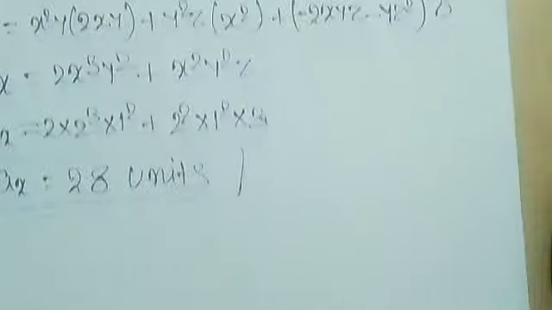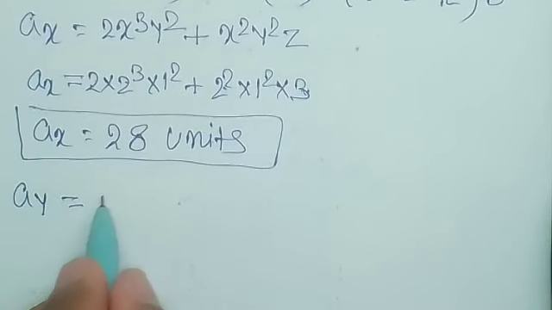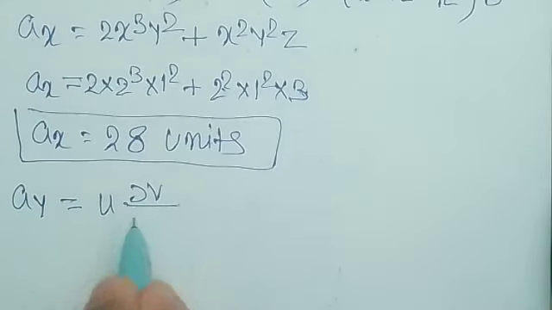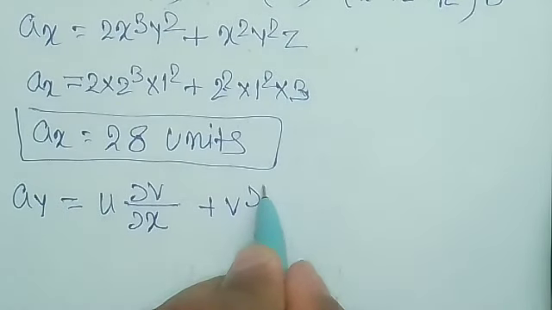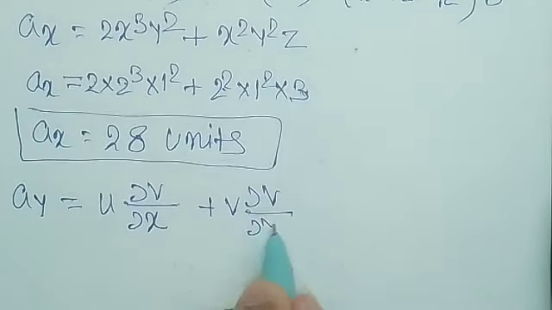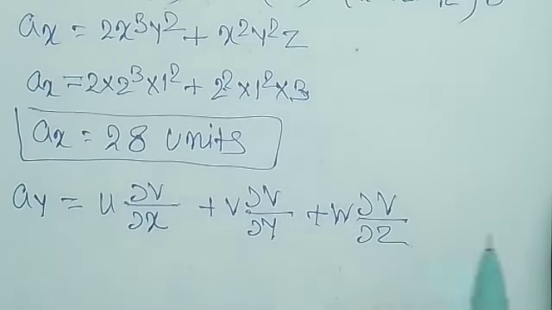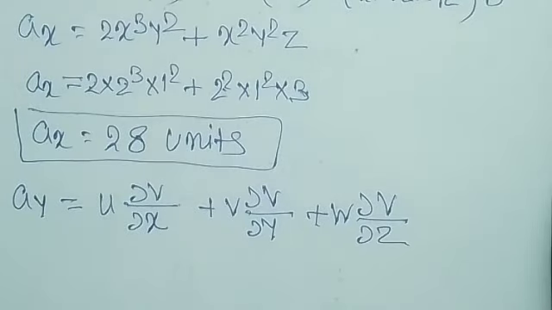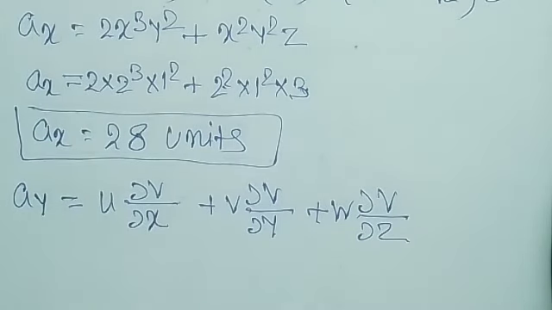Come to the ay. Now ay is equal to u into ∂v/∂x, plus v into ∂v/∂y, plus w into ∂v/∂z. We don't have a ∂v/∂t because it is steady. So u, v, w are the same: x square y, y square z, and minus 2xyz minus yz square. But we have to find ∂v/∂x.